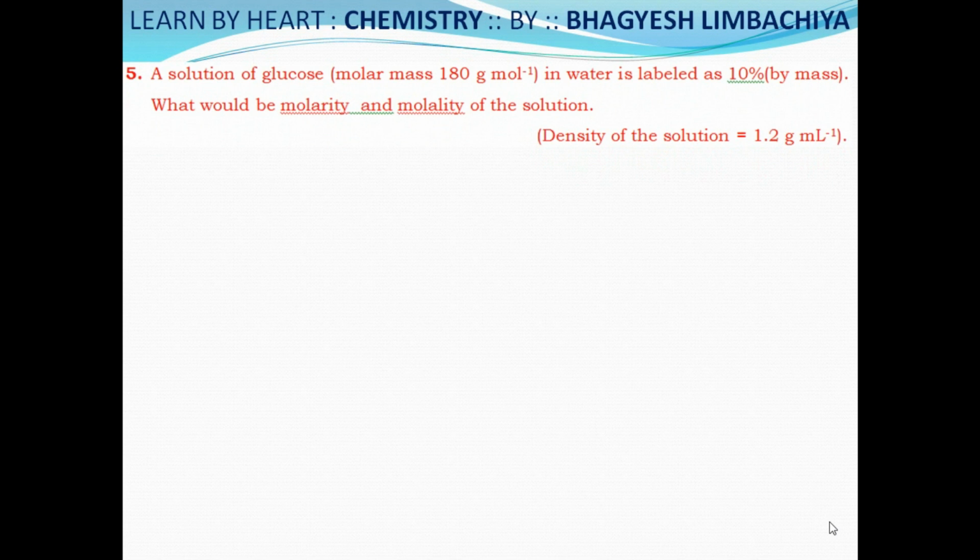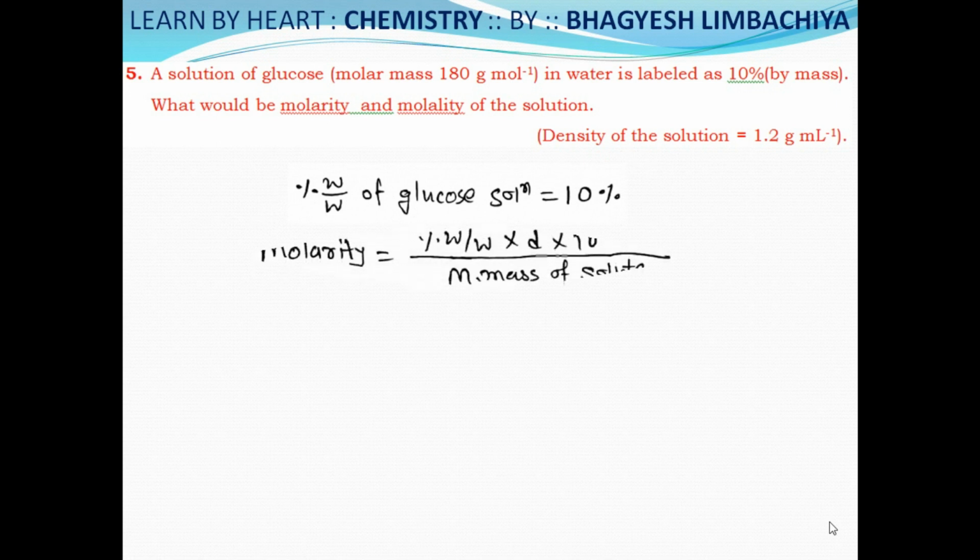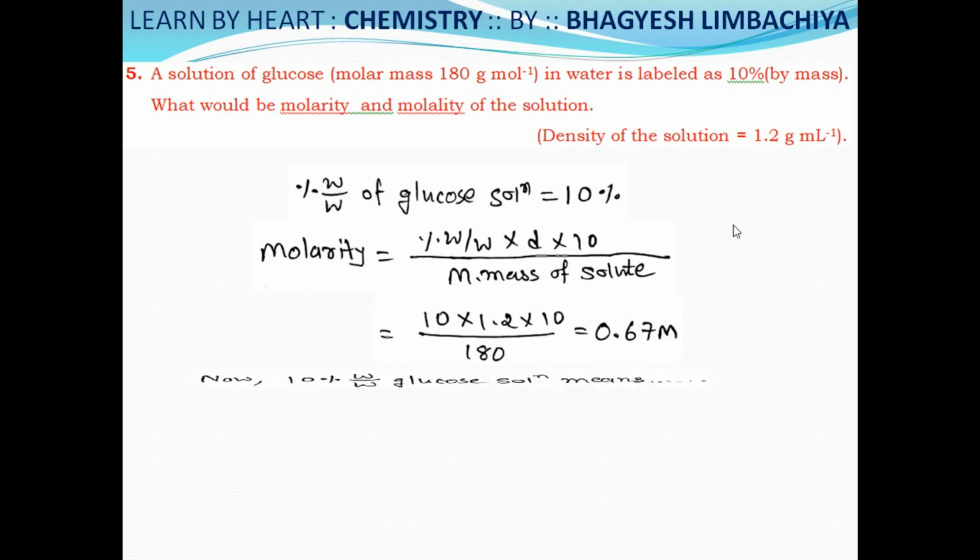In this numerical, you are given the molar mass of glucose, that is 180, and it is labeled 10% W by W, meaning by mass, and you are asked the molarity and molality, and density is given to you. First of all, percentage W by W is given, so the molarity has a relation with percentage W by W. It is molarity equals percentage W by W into D into 10 by molar mass of solute. By putting the values, we can calculate the molarity.